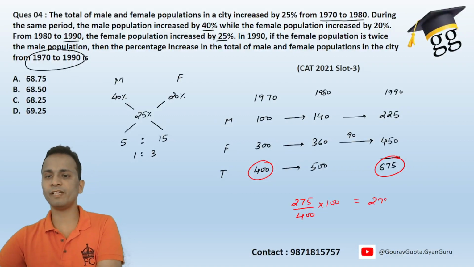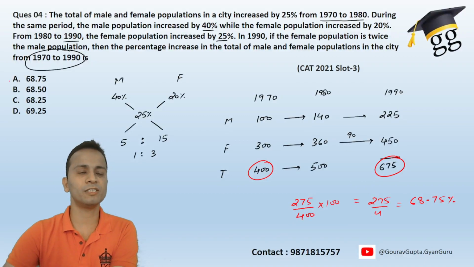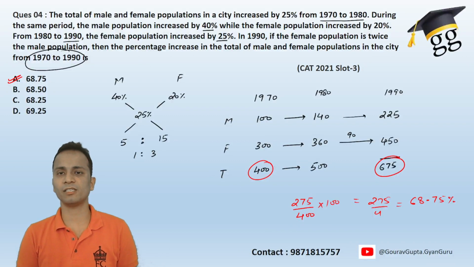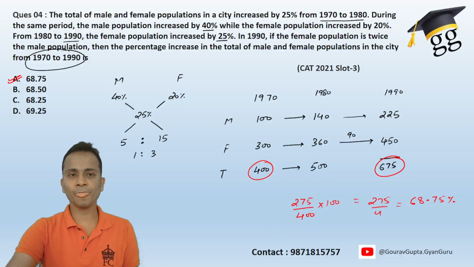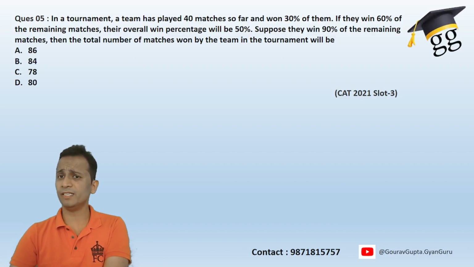So 275 divided by 4, that is 68.75%. So 68.75%. In this question we are given options, so option A will be the correct answer of this question. Moving on, question number 5. Question number 5 does not seem to be a very difficult question.